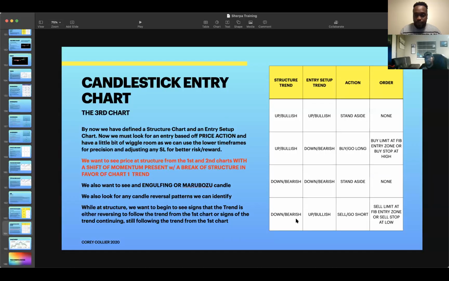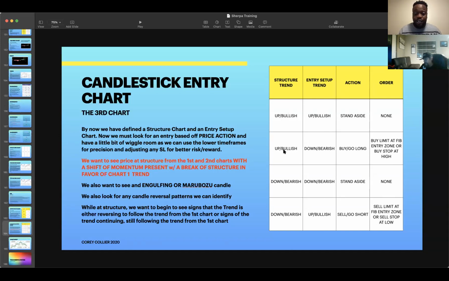Oh, this right here. All right, so this right here, guys, is something that comes on day 4 and 5. This is the system as a whole. Basically, like I said, your structure chart, entry setup chart, your price action chart, and what type of trade you're going to enter. If your structure chart is bullish, or your momentum from your first chart is bullish, and your momentum from the second chart is bullish, guess what? You stand aside. That's what we did. That's what we saw on AUD USD, right? We saw the first chart was bearish, the second chart was bearish. So guess what? I stood aside, right?